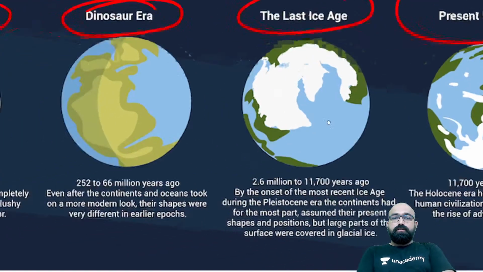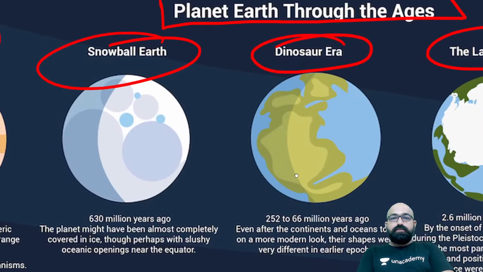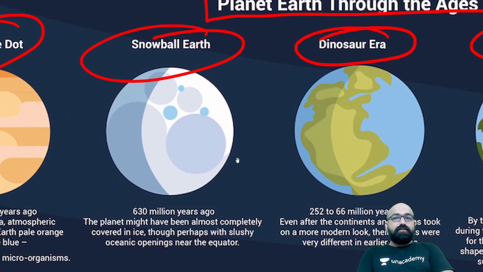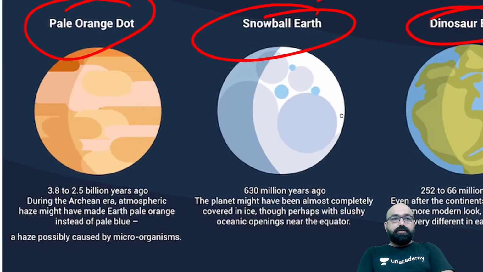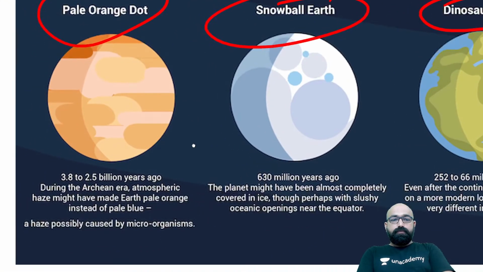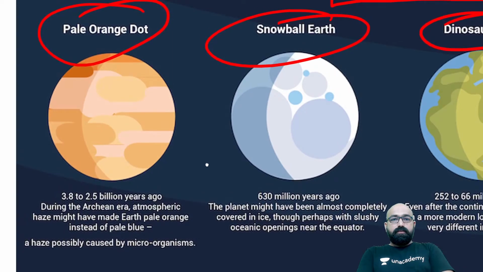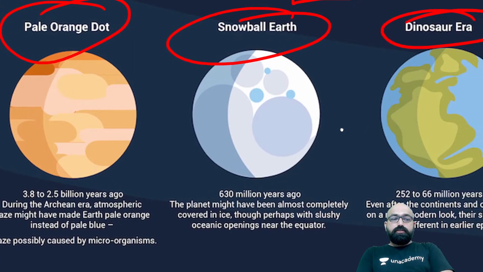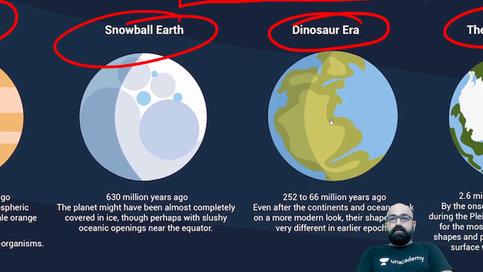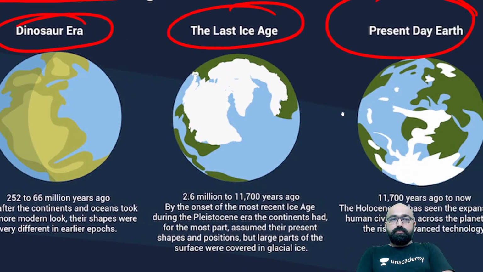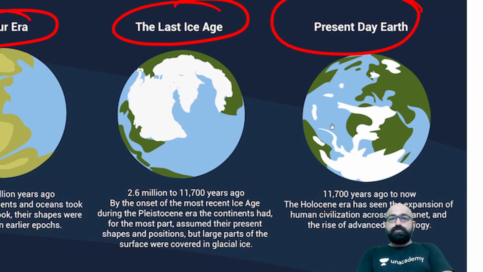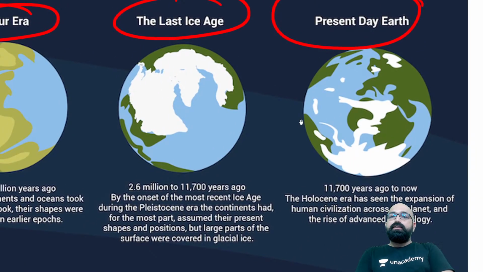So see the stages, or we can say planet Earth through the ages: pale orange dot, then snowball Earth, dinosaur era, the last ice age, and the present Earth.